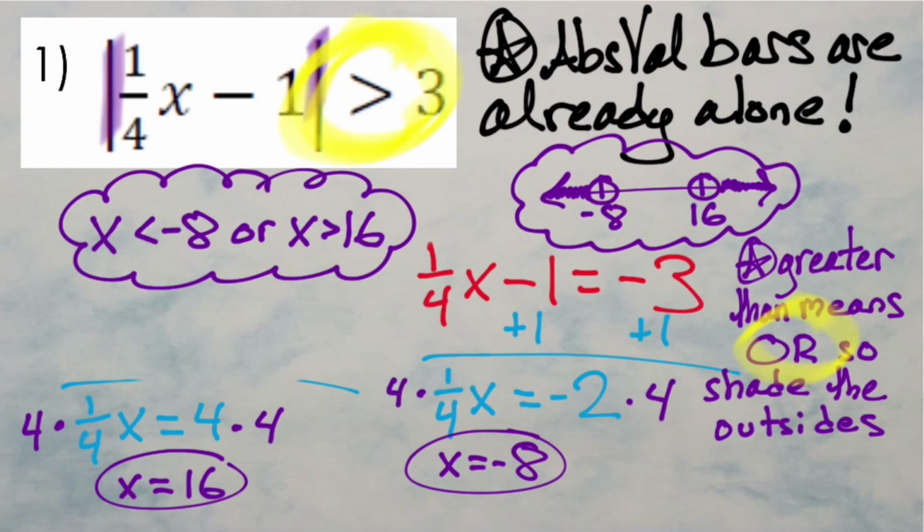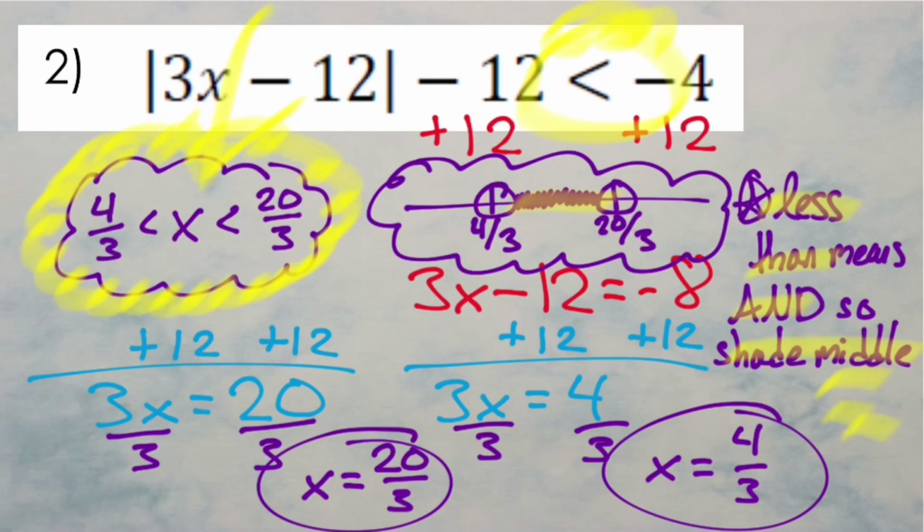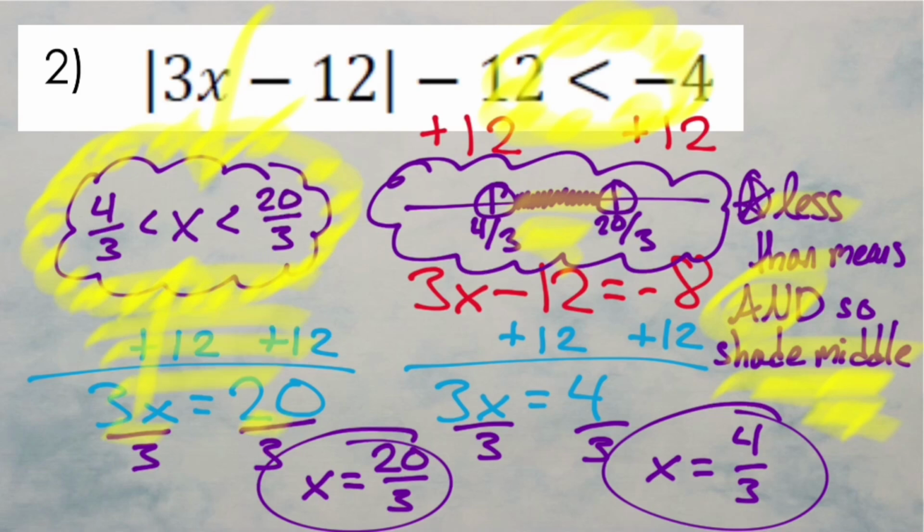So just to compare these two one more time. Greater than sign is an or problem. You're going to be shading the outsides of your graph, and you're going to have two inequalities for your answer. The less than sign is called an and problem, and that means you shade the middle of your graph, and the x is going to be in the middle of your inequality, but you only have one inequality, you don't have two. All right, enough of that.